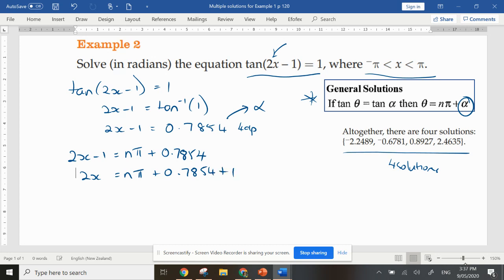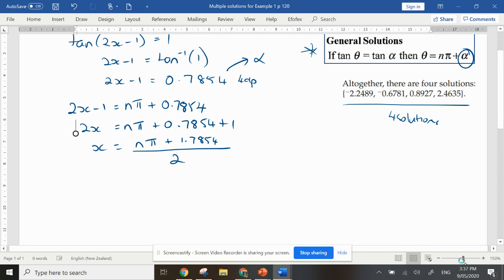You can put that together to make it 1.7854, and the next step is we're going to divide by 2. So that's going to be n pi plus 1.7854, and then we're going to divide through by 2. Now that's your general formula for this one. You can split it up into 2 separate bits if you wish to. So you'll get n pi over 2 plus 1.7854 divided by 2, which gives us 0.8927.